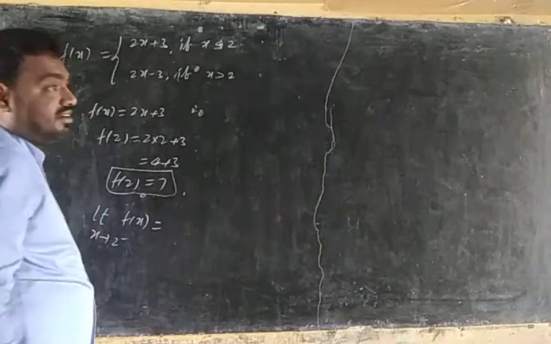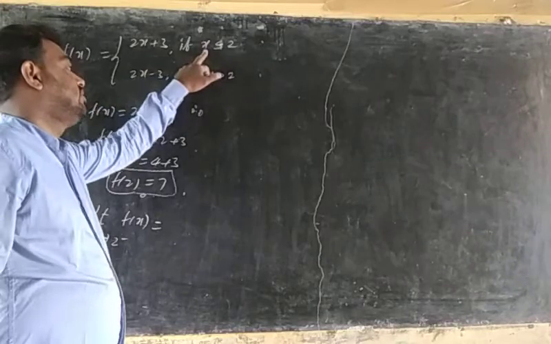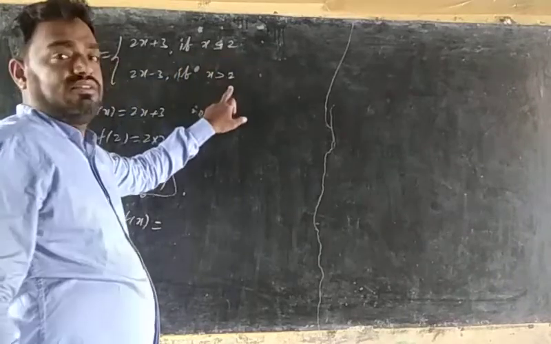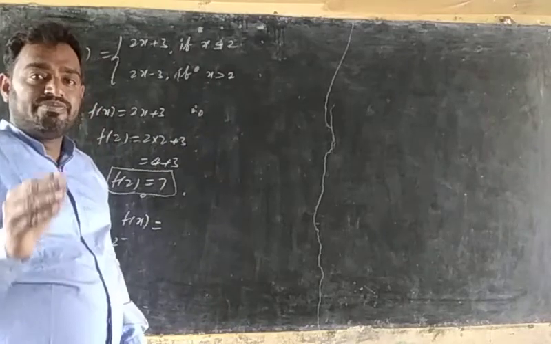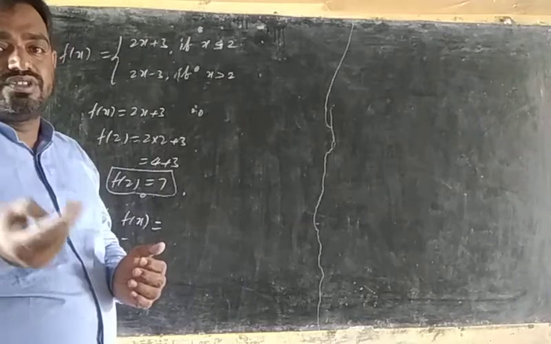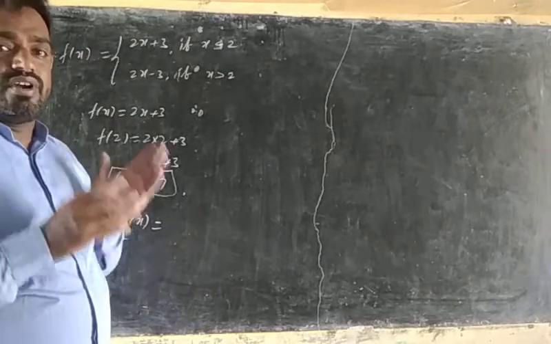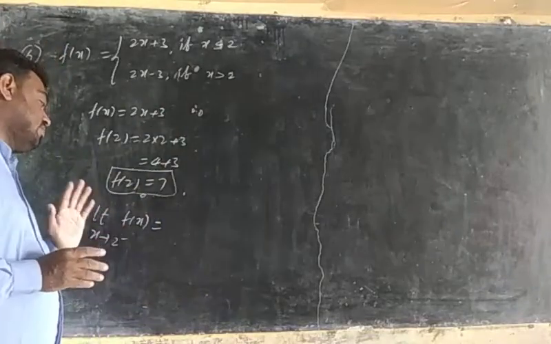Why are we finding the left hand or right hand limit? Because it is defined for x less than 2 and x greater than 2. If they define x less than a and x greater than a, we need to find the left hand limit and right hand limit at x equals a. Otherwise, we find the direct limit. Many times I told you, so remember this.